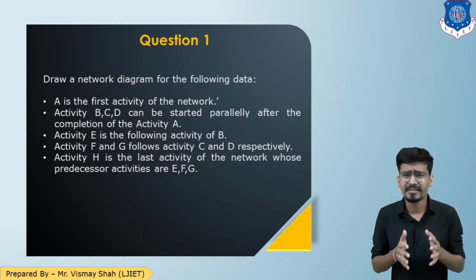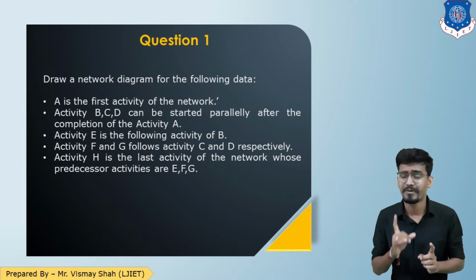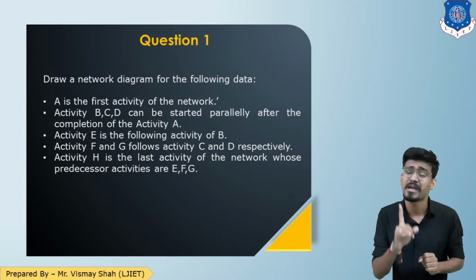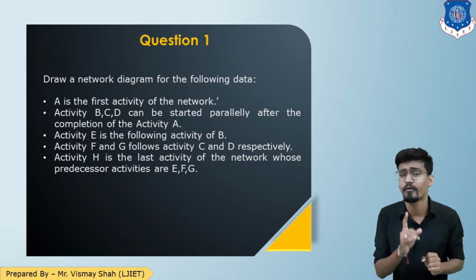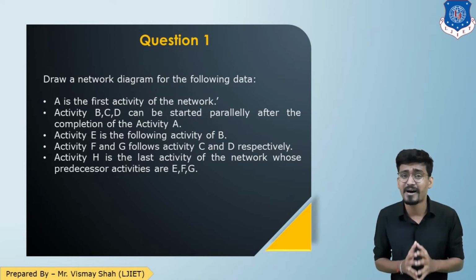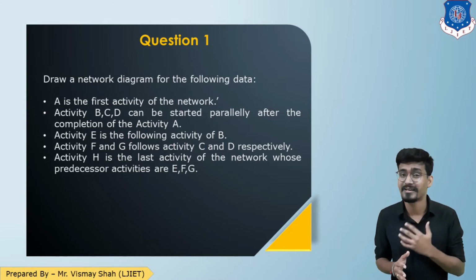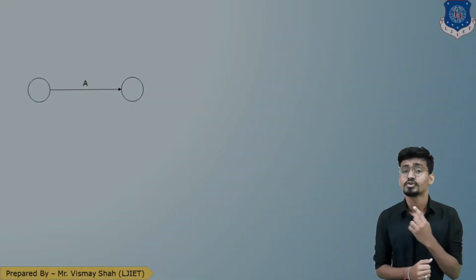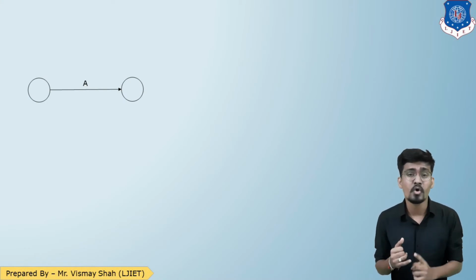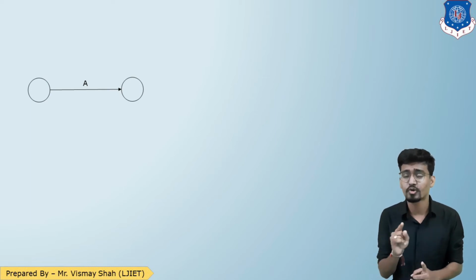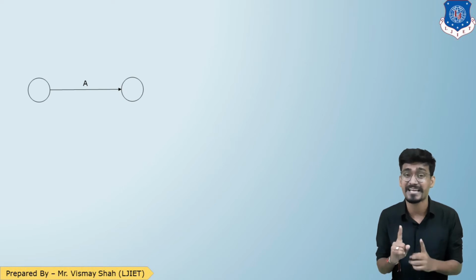Now to draw the network from such data, we need to focus on one line at a time. We will read one data at a time and draw the network for it. So starting with the first data, A is the starting activity. So let us draw the network. Here is the first activity of our network. As we know, the network should start from one single initial node. Then the arrow should represent the activity. Here the first activity is A.